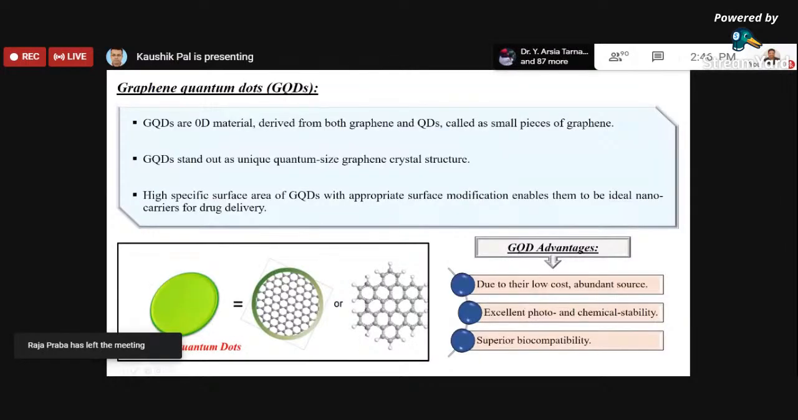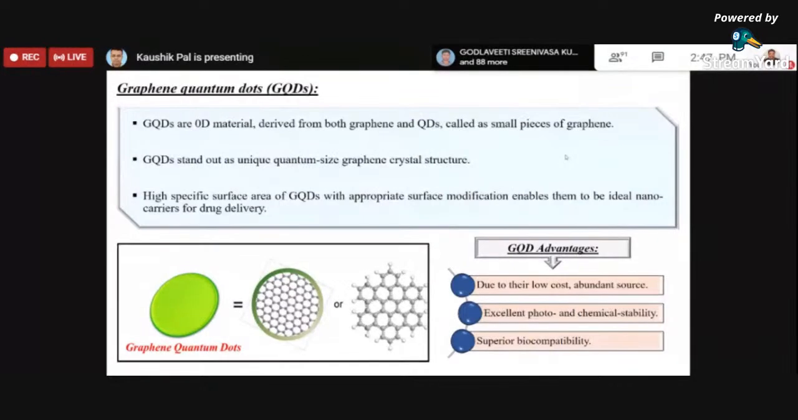Now come to the graphene quantum dots. GQDs are 0D materials derived from both graphene and QDs, called small pieces of graphene. GQDs stand out as a unique quantum-size graphene crystal structure. They have a high specific surface area because the size is too small, and with appropriate surface modifications they are ideal nanocarriers for drug delivery. Yes, we have used these graphene quantum dots for targeted drug delivery applications for cancer therapy. We are working on breast cancer as well as lung cancer. Recently, we have started working on the bone cancer system. So we are using the graphene quantum dots.